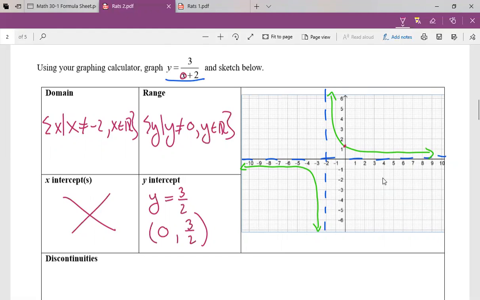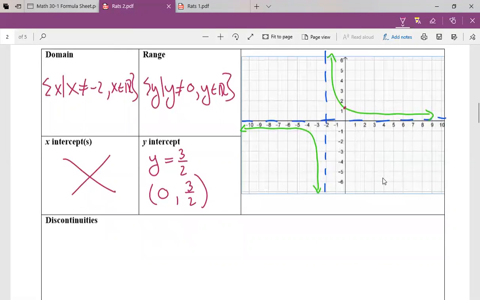Now our discontinuities, well, that's our asymptotes. So we have a horizontal asymptote. Again, I'm using an abbreviation just to save time. Don't use an abbreviation on a test, please. Vertical asymptote at x = -2, and our horizontal asymptote is at y = 0. Hey, that wasn't too bad.